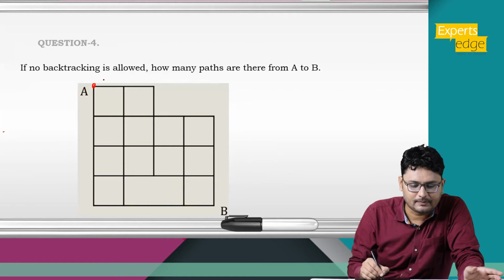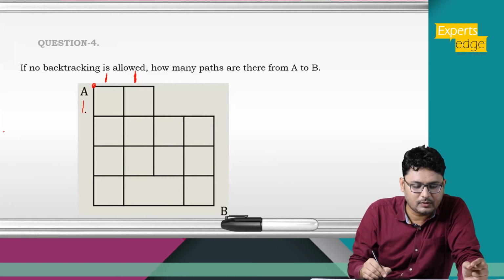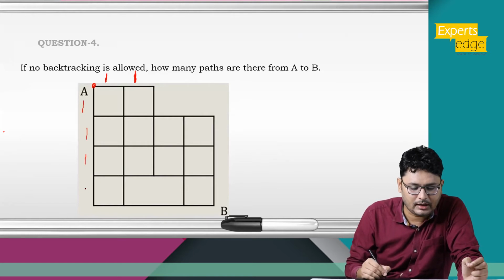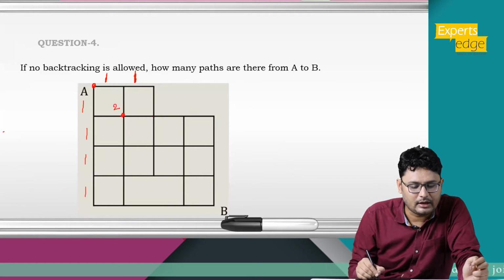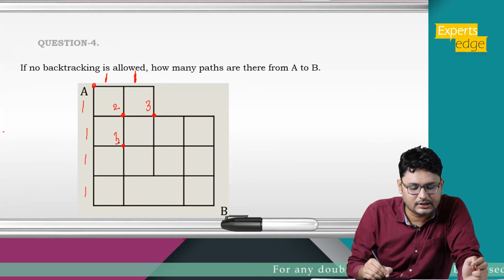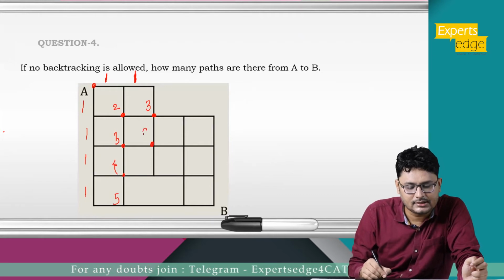A से B जाना है. No backtracking allowed. So again, I'll write 1 here, 1 here. सिर्फ इन दोनों जगह पे आएगा 1, 1, 1 and 1. So at this point कितने ways होंगे? 2. At this point कितने ways होंगे? 3. Here it would be 2 plus 1, 3. Here it would be 2 plus 3 plus 1, 4. Here it would be 5. At this junction it would be 6.